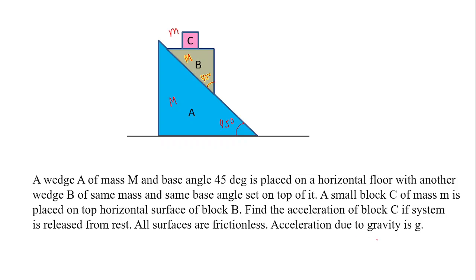The question says, if the system is released from rest, then you have to find the acceleration of this block, C block, and all the surfaces have been assumed to be frictionless. Acceleration due to gravity is g. So let us analyze the geometry of the motion.